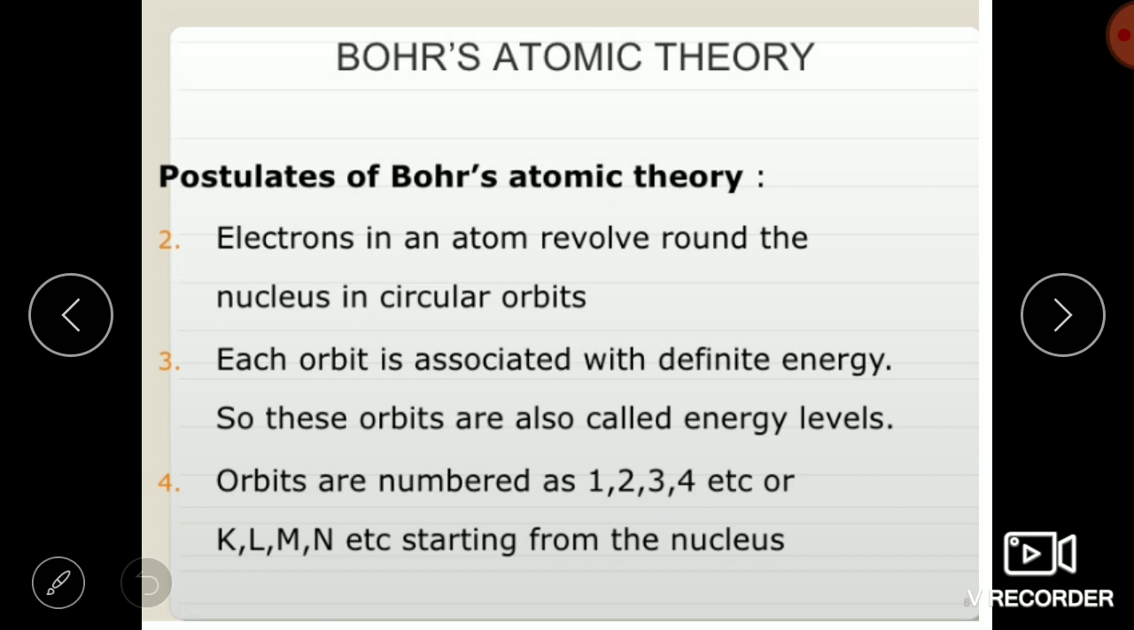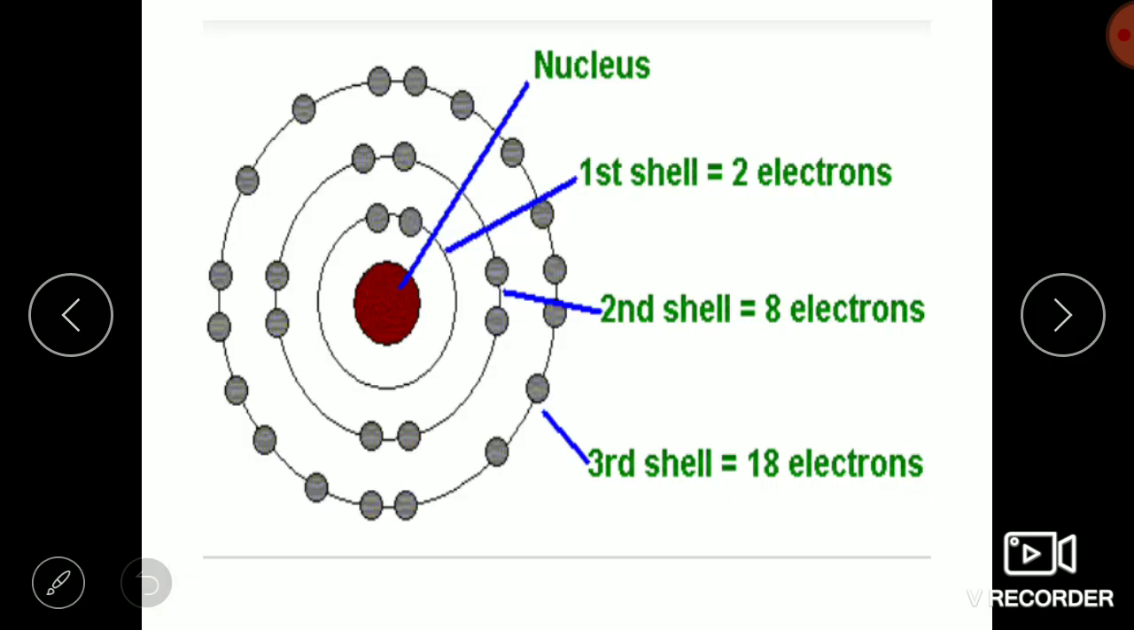The same thing Bohr also considered, and he said that electrons of an atom revolve around the nucleus in some circular orbit. Each orbit is associated with a definite energy, so these are called energy orbits. When electrons are in a particular orbit, they have some particular energy. They neither lose energy nor gain energy, and hence these orbits, the circular paths, are called energy orbits. These are also known as stationary orbits.